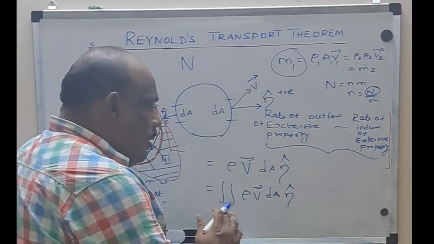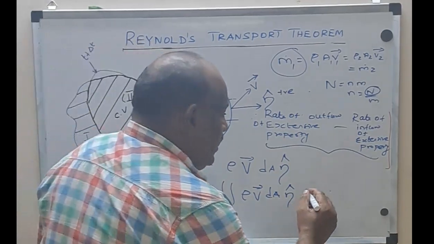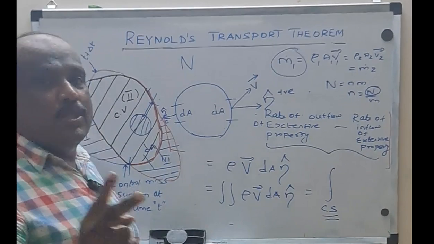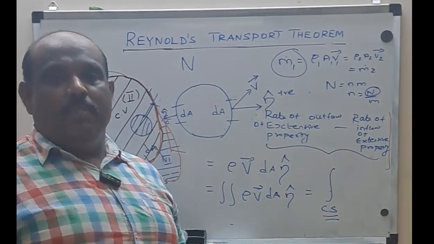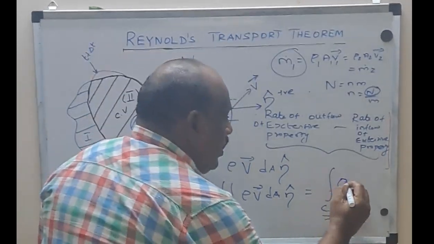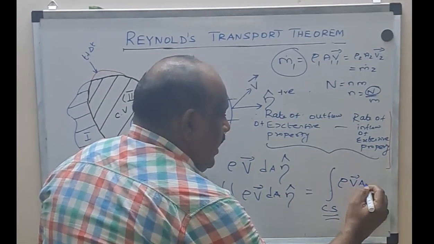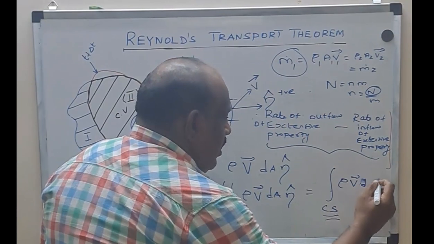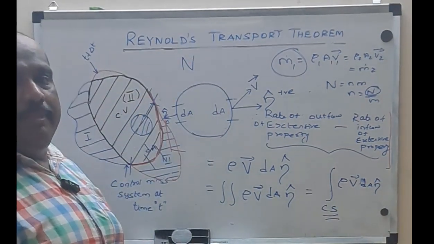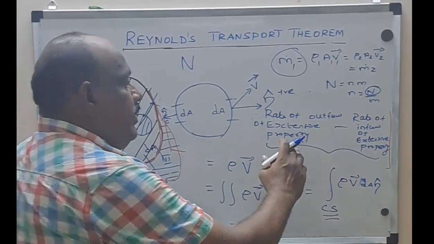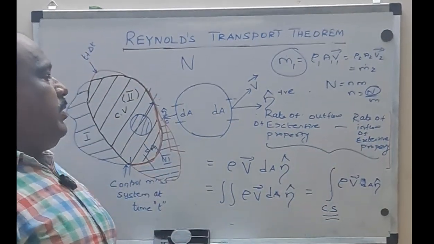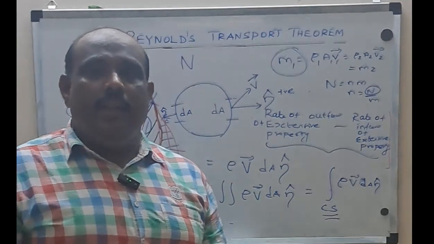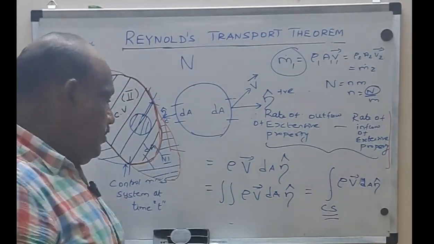So in some books, instead of this double integral, how will they give it? They will give a single integral with control surface. What is control surface? It is a double integral. It's nothing but the double integral of rho into V bar into dA into unit vector n cap. So now we got the expression for this term, and we already got the expression for the other two terms. Now we can write the final Reynolds Transport Theorem.